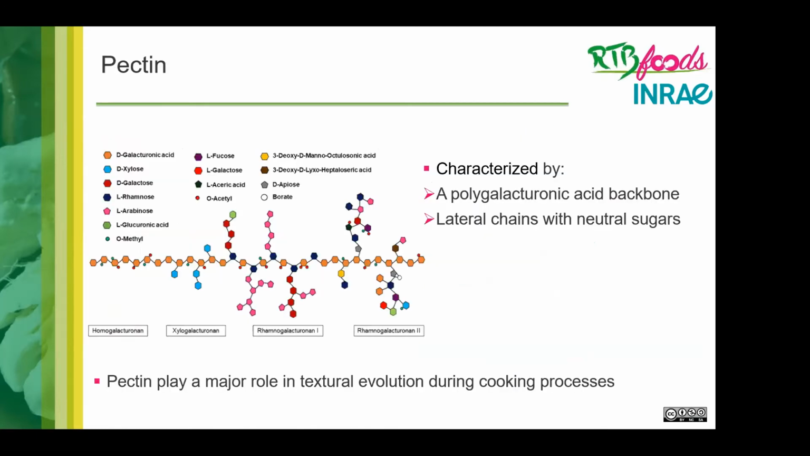So pectin is a polymer characterized by its polygalacturonic acid backbone. Like I showed you before, you can have linear areas, which are called homogalacturonan, and ramified areas with lateral chains composed of neutral sugar. Pectin plays a major role in textural evolution during cooking processes.